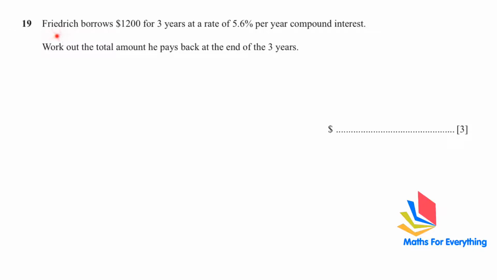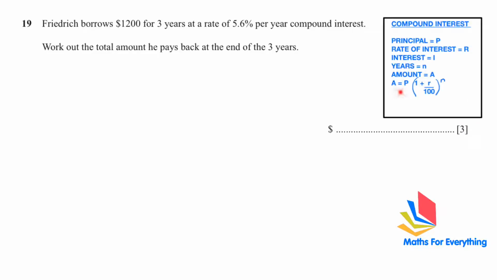Question number 19. Frederick borrows $1,200 for 3 years at a rate of 5.6% per year compound interest. Work out the total amount he pays back at the end of the 3 years. Compound interest is a very common question, 3 marks. You need to know your formula, which is A is equal to P bracket 1 plus R over 100 to the power N, where A is your amount, P is the principal, R is the rate of interest, and N is the number of years. So let's write down this.